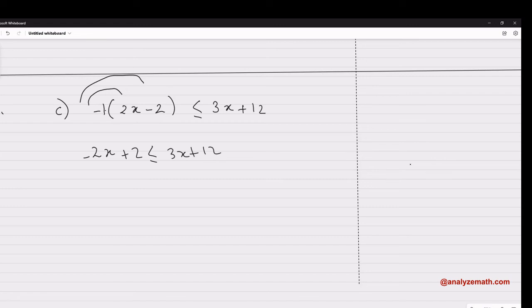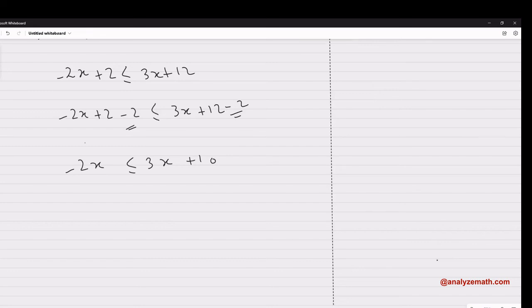So we need to put the x's on one side, the numbers on the other side. Now let's start by getting rid of the plus 2 here by adding negative 2 on both sides. So negative 2 here, negative 2 here. And the purpose is that 2 minus 2 gives me 0. 12 minus 2 gives me plus 10.